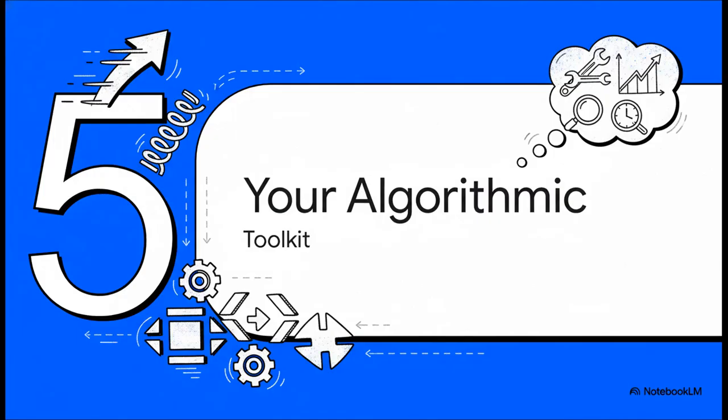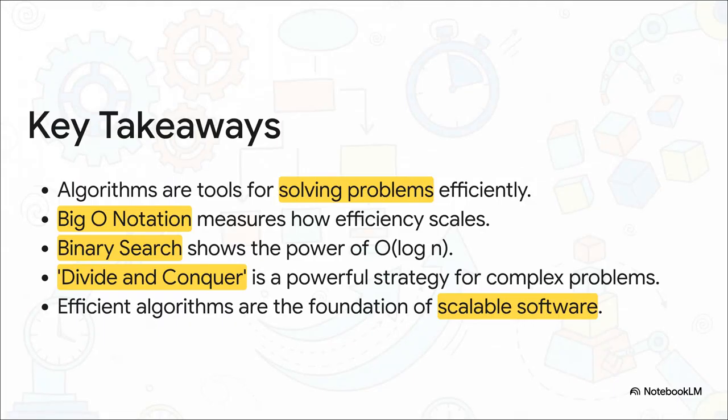Wow, okay, we've covered a ton of ground, haven't we? We went from simply asking, why is my code slow, all the way to a powerful strategy like divide and conquer. So let's wrap this up and review the key tools you've just added to your programming toolkit. So what are the big takeaways? First, remember that algorithms are just tools. Tools for solving problems in the smartest, most efficient way.